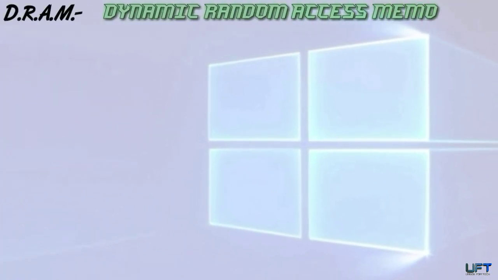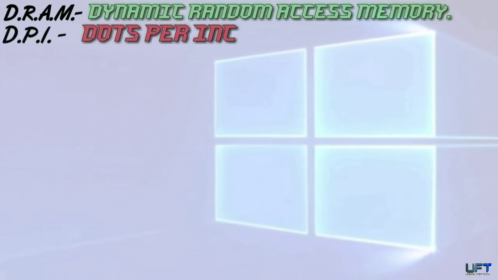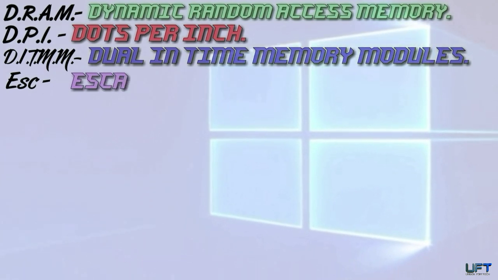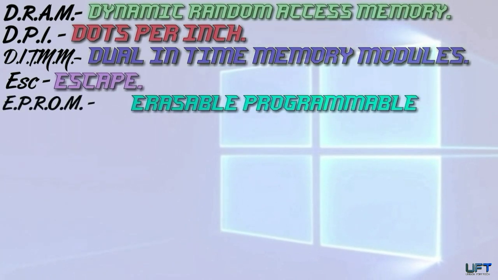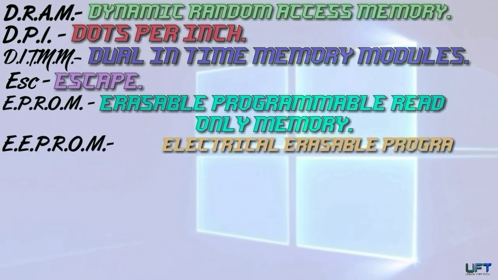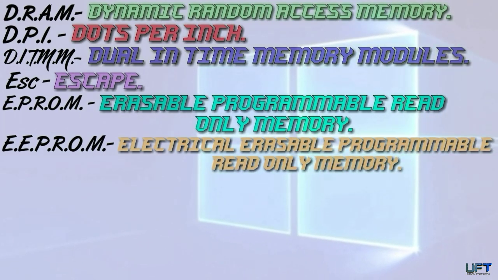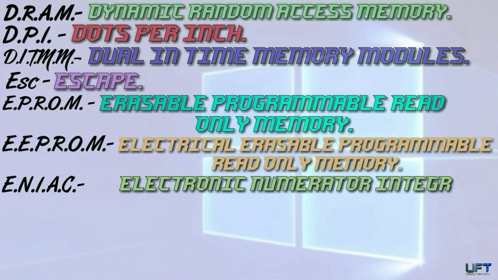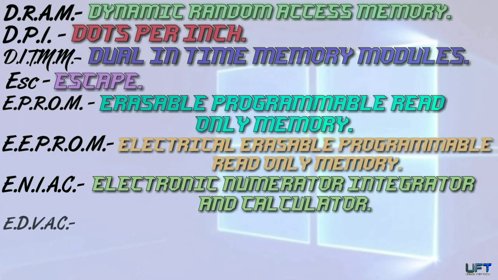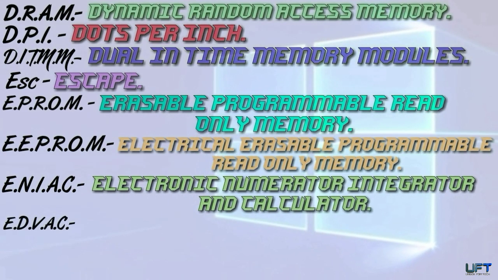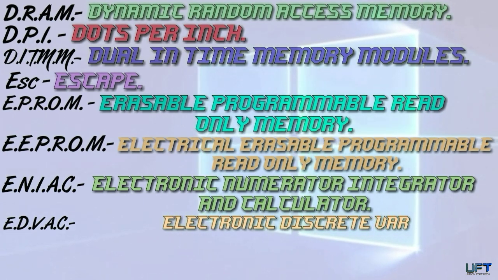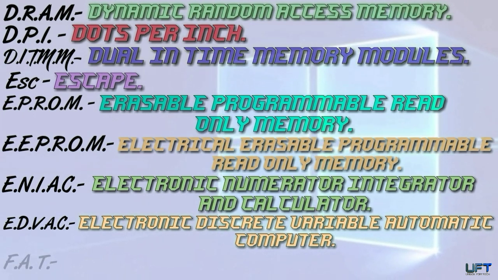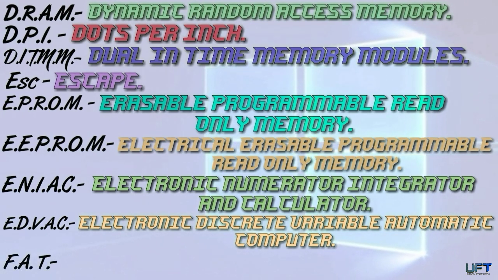DRAM stands for dynamic random access memory. DPI stands for dots per inch. DIMM stands for dual in-line memory modules. ESC stands for escape. EPROM stands for erasable programmable read only memory. EEPROM stands for electrically erasable programmable read only memory. ENIAC stands for electronic numerical integrator and calculator. EDVAC stands for electronic discrete variable automatic computer.